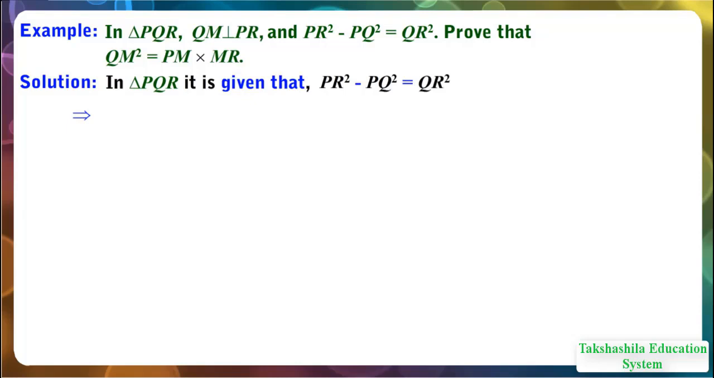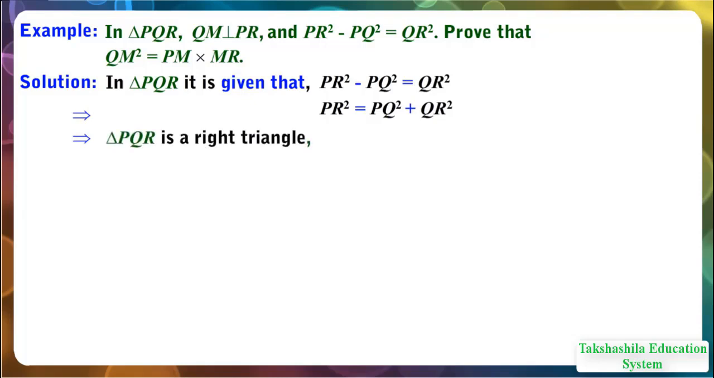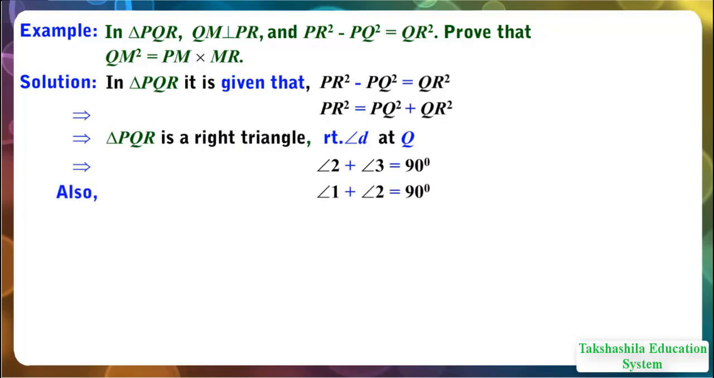This implies, taking PQ square to the other side, PR square is equal to PQ square plus QR square. This implies, by converse of Pythagoras theorem, triangle PQR is right angled triangle right angled at point Q. This implies angle 2 plus 3 is equal to 90 degrees. Also, angle 1 plus 2 is equal to 90 degrees because angle PMQ is equal to 90 degrees. Comparing the above two statements, we can say that angle 1 is equal to 3.